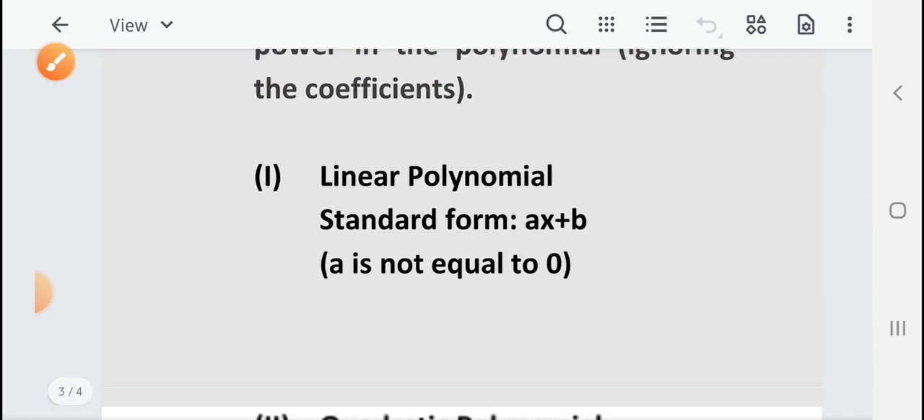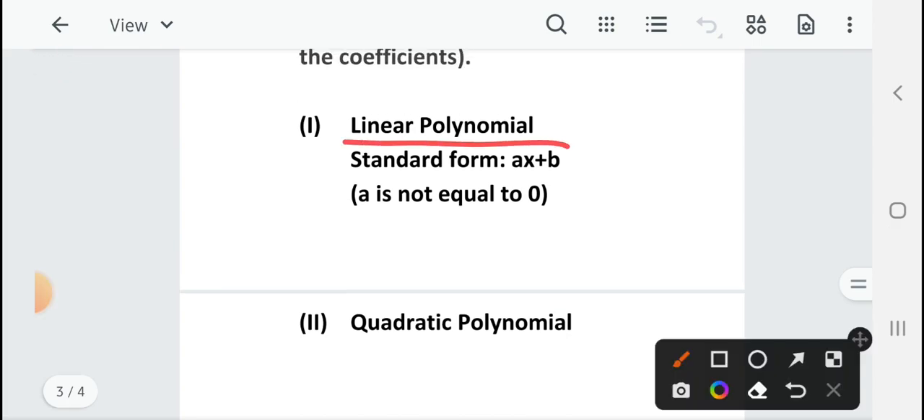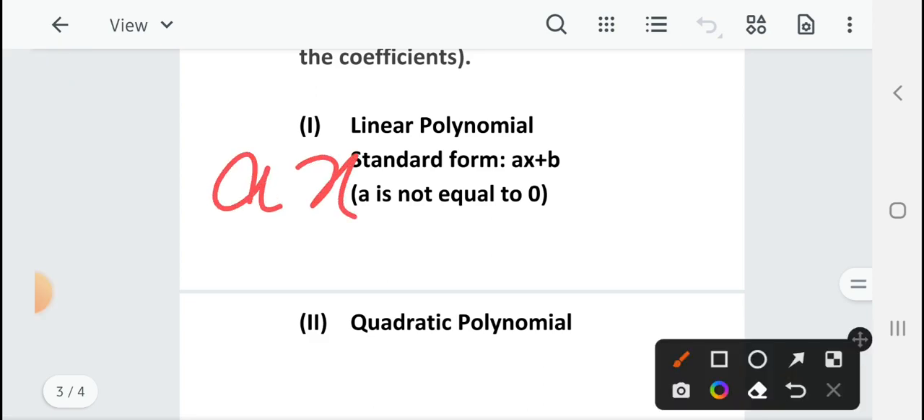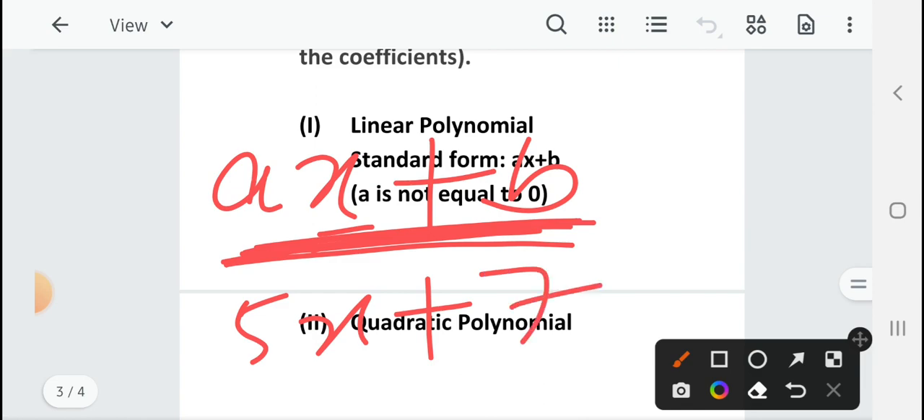And as per the degree we can categorize different kinds of polynomials, like a linear polynomial. In linear polynomials you will find that the variable has degree 1 only. For example, suppose you are taking this kind of equation ax plus b, where a and b are real numbers and x is the variable, then ax plus b will be the standard form for a linear polynomial. For example, 5x plus 7. Here in 5x plus 7, you can see that 5 and 7 are real numbers and x is the variable, it is degree 1.